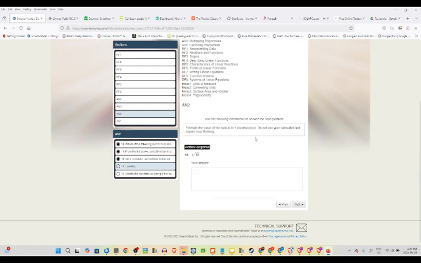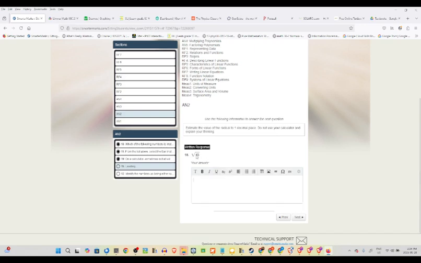So here, estimate the value of this radical to 1 decimal place. Now, a lot of students would look at this and say, okay, 45 is between 36 and 49. Therefore, it's between 6 and 7. That automatically makes it 6.5. It doesn't.